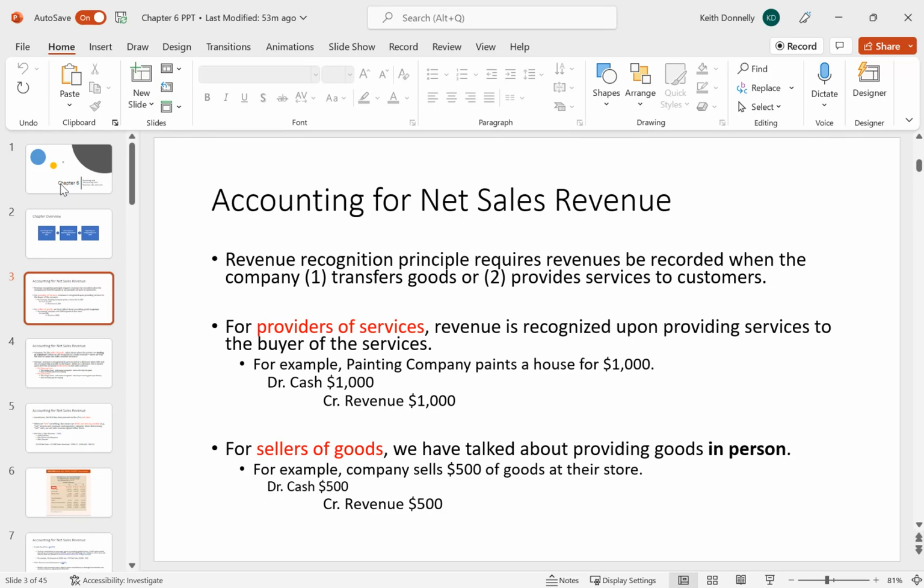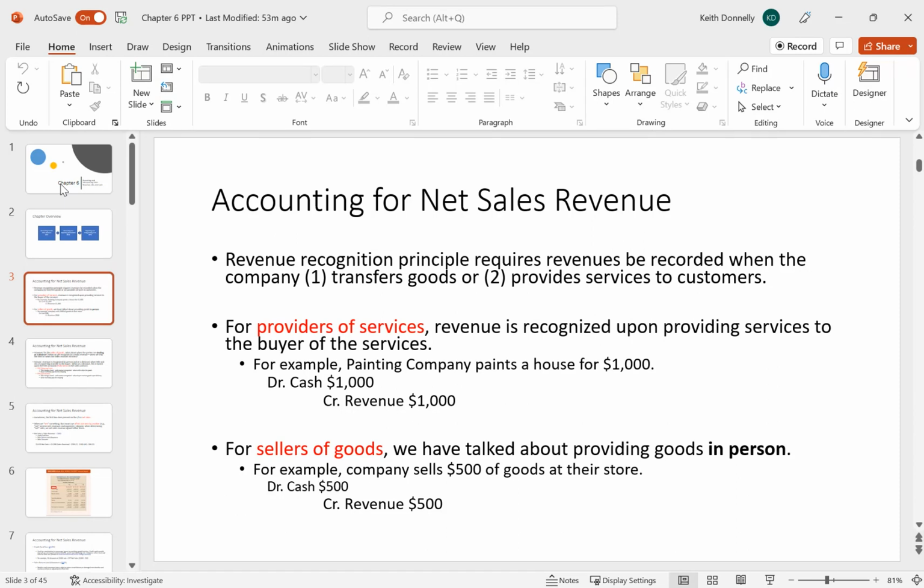So first off, when we're looking at the income statement, let's talk about net sales revenue. Generally, when we've talked about revenue recognition so far under accrual accounting, GAAP, we said that you recognize or credit revenue whenever it's earned, right? Now, for the providers of services, generally you're going to recognize revenue whenever you provide the services. Like a painting company paints the house, credit revenue.